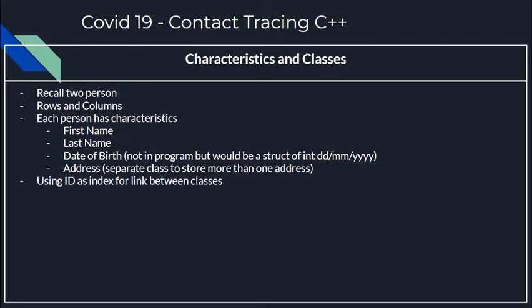I'm going to use indexes to link IDs between classes. Each person has an ID, and that ID gets used across classes. So when I'm linking from the person class to the address class, I'm going to use an ID to bridge the two.